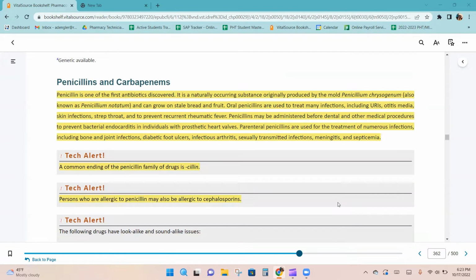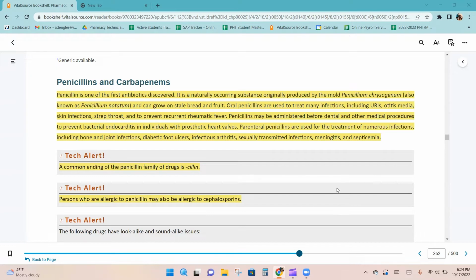Penicillin is one of the first antibiotics discovered. It is a naturally occurring substance originally produced by the mold Penicillium, which can grow on stale bread and fruit. Oral penicillins are used to treat many infections, including URIs, otitis media, skin infections, strep throat, and to prevent recurrent rheumatic fever. Penicillins may be administered before dental and other medical procedures to prevent bacterial endocarditis in individuals with prosthetic heart valves.